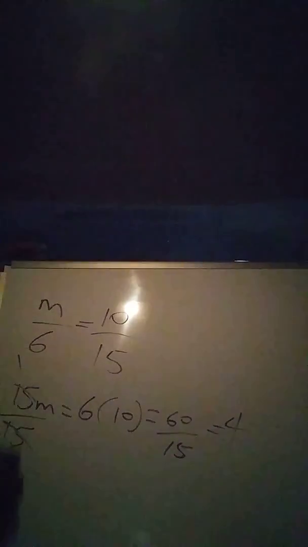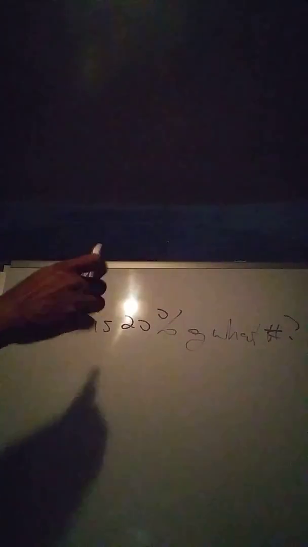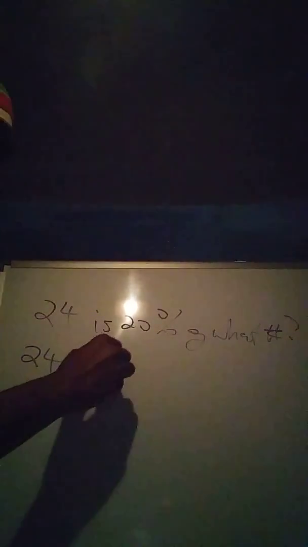Another thing that you must know, out of the 10 things you must know for your GED, you must know percent. You must know percent. So, for example, you might get a question that says 24 is 20% of what number, right? 24 is 20% of what number? So the way we do this, or one way we can do this, is to divide the number by the percentage. So we're going to have 24 divided by 20%.